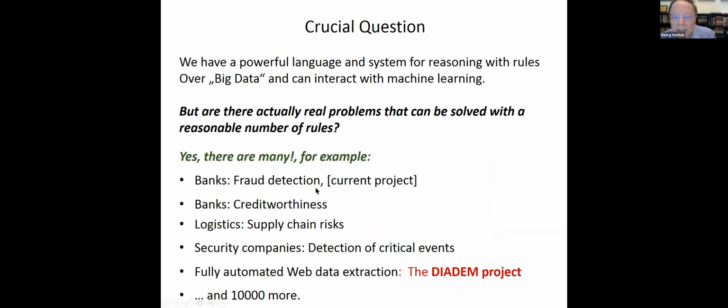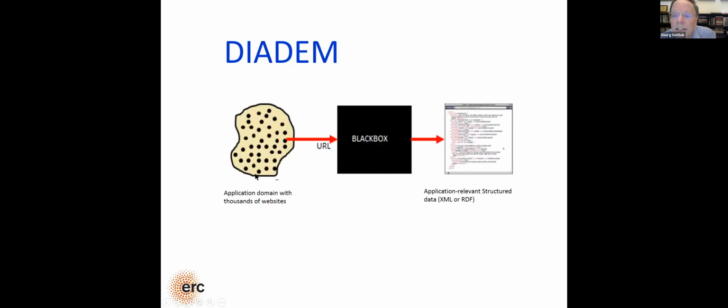Fraud detection in banks, that's a commercial project we have. Credit worthiness, as I have already explained. Logistics, we are now investing a lot in logistics, supply chain criticality. Security in companies, fully automated web data extraction. Our project actually started from another project where we wanted to not just create wrappers by hand, but fully extract web data from a specific domain like real estate or used cars, etc., fully automatically from thousands of web pages, and store the data in the database.